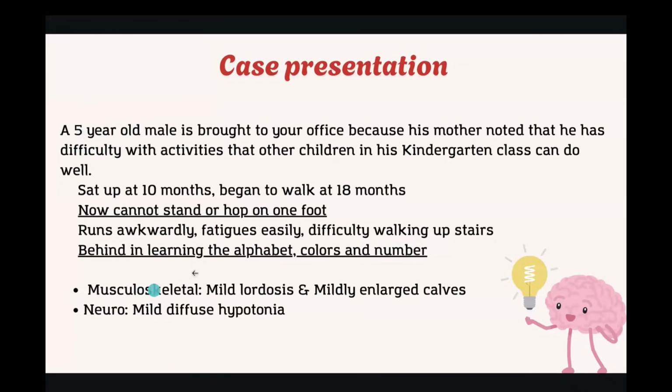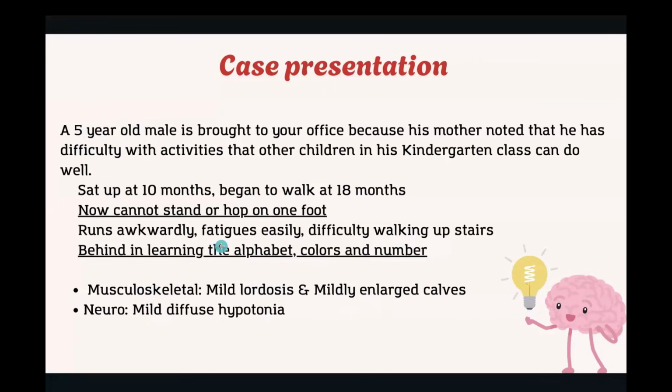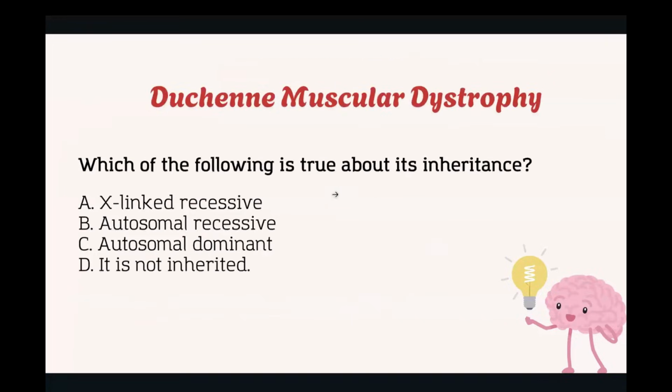Now for musculoskeletal, we have mild lordosis and mildly enlarged calves. Neuro, we have mild diffuse hypotonia. So what do you guys think? This is Duchenne muscular dystrophy. Which of the following is true about its inheritance?